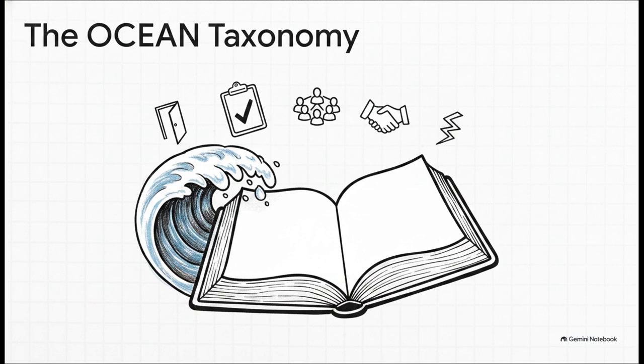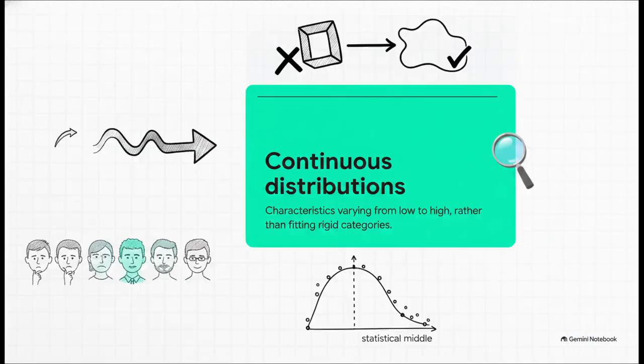Prominent researchers like Paul Costa and Jeff McCrae refined this vision, proving that these five independent structural dimensions effectively map out the entirety of humanity's baseline personality types. It's kind of like the ultimate DNA of our behavior. Now, here's the crucial point. You don't just fit into a rigid box.